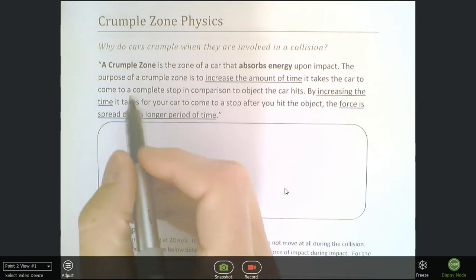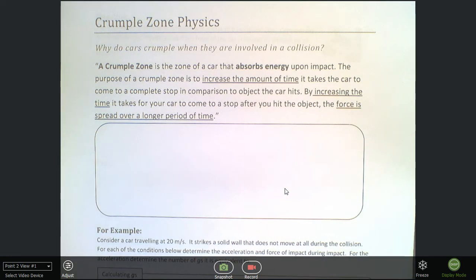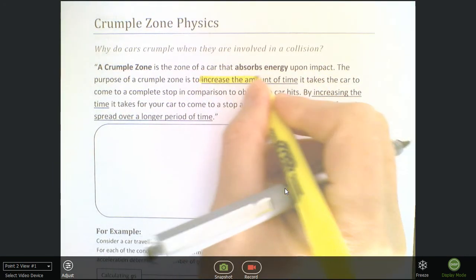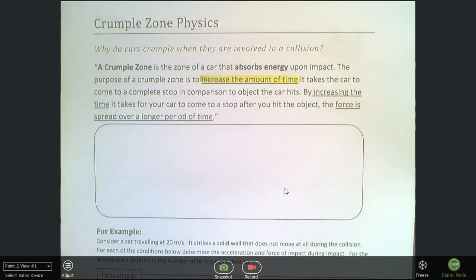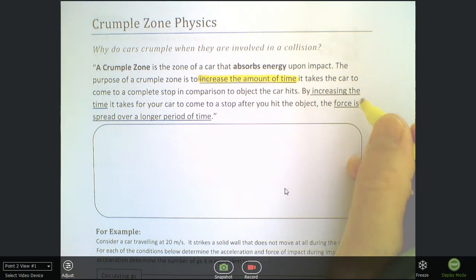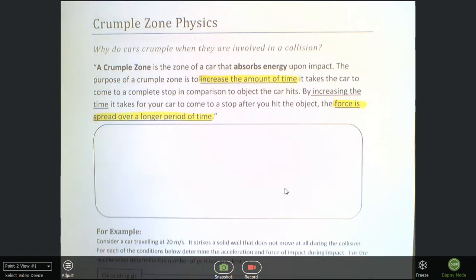So now what we're going to look at is, what is it? The purpose of a crumple zone is to increase the amount of time it takes the car to come to a complete stop, or the amount of time it takes for any collision to occur. Okay? So the key is increasing the amount of time to stop an object. By increasing the time it takes for your car to come to a stop after you hit an object, the force is spread out over a longer period of time.